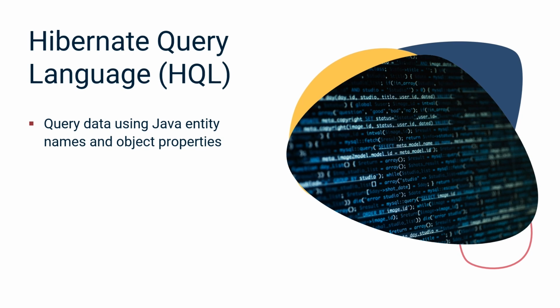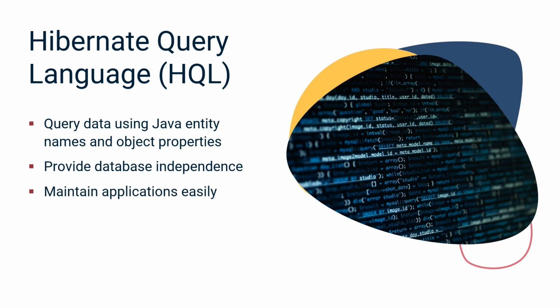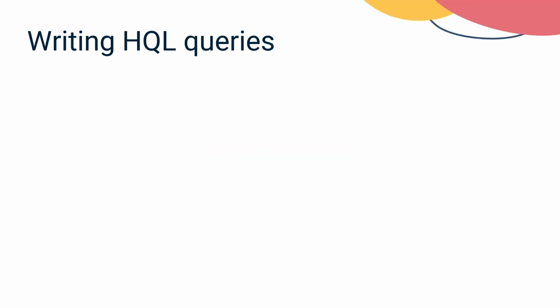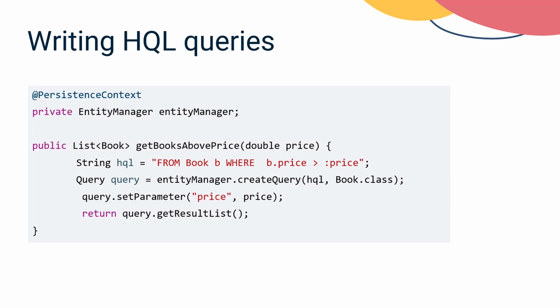HQL allows querying data using Java entity names and object properties, unlike SQL, which works directly with database tables and columns. This approach provides database independence, making applications easier to maintain across different database platforms. Here is a basic query example using HQL.